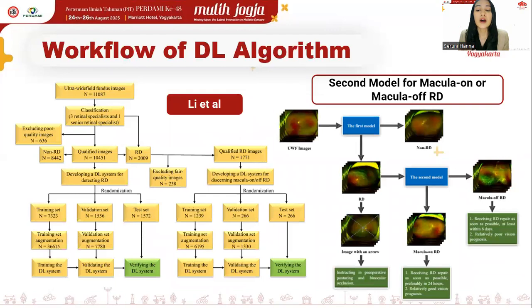Li et al. introduced a second model to identify macula-on or macula-off RD. The model will translate the finding into the optimal timing for RD surgery and the possible visual prognosis. The model will be useful for RD screening to determine the need of immediate treatment and improve prognosis.